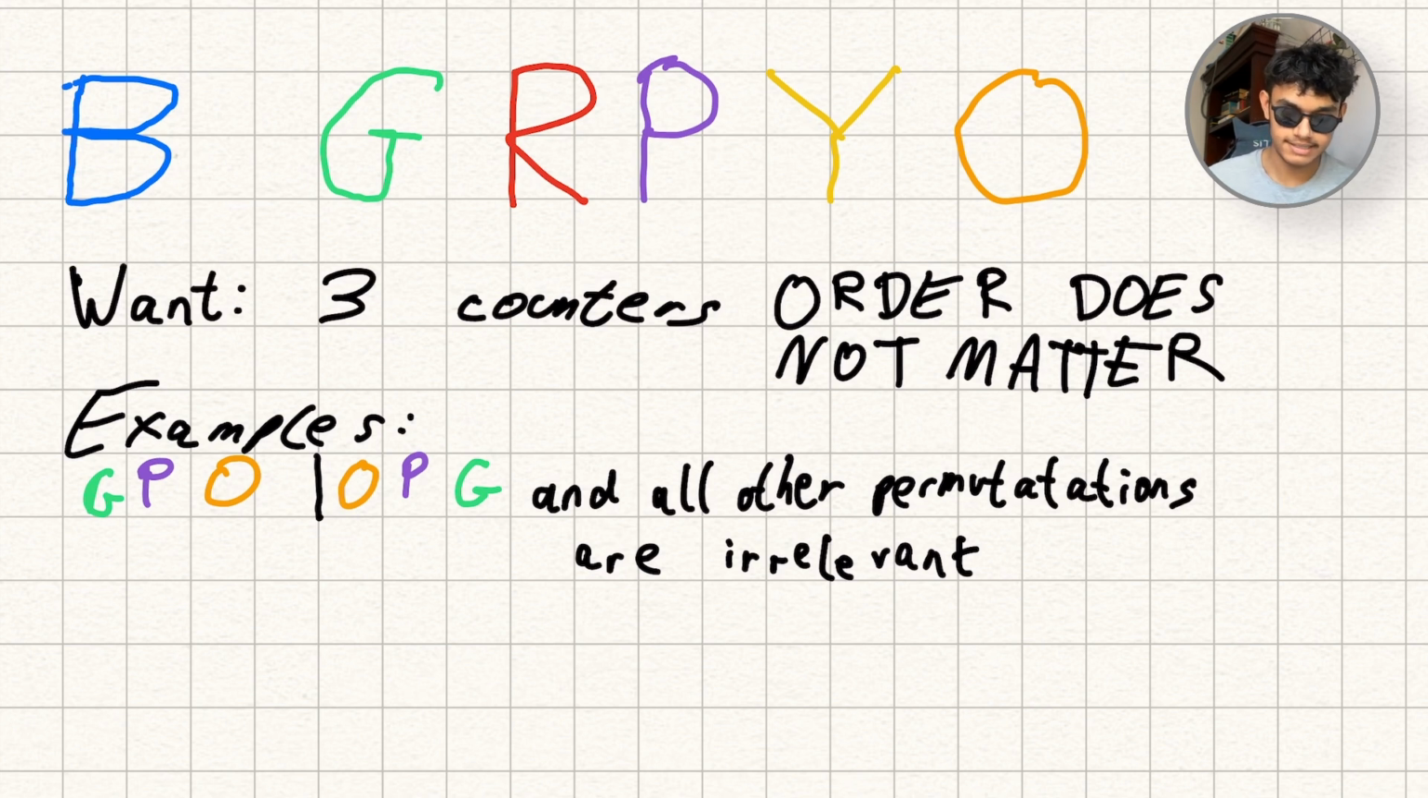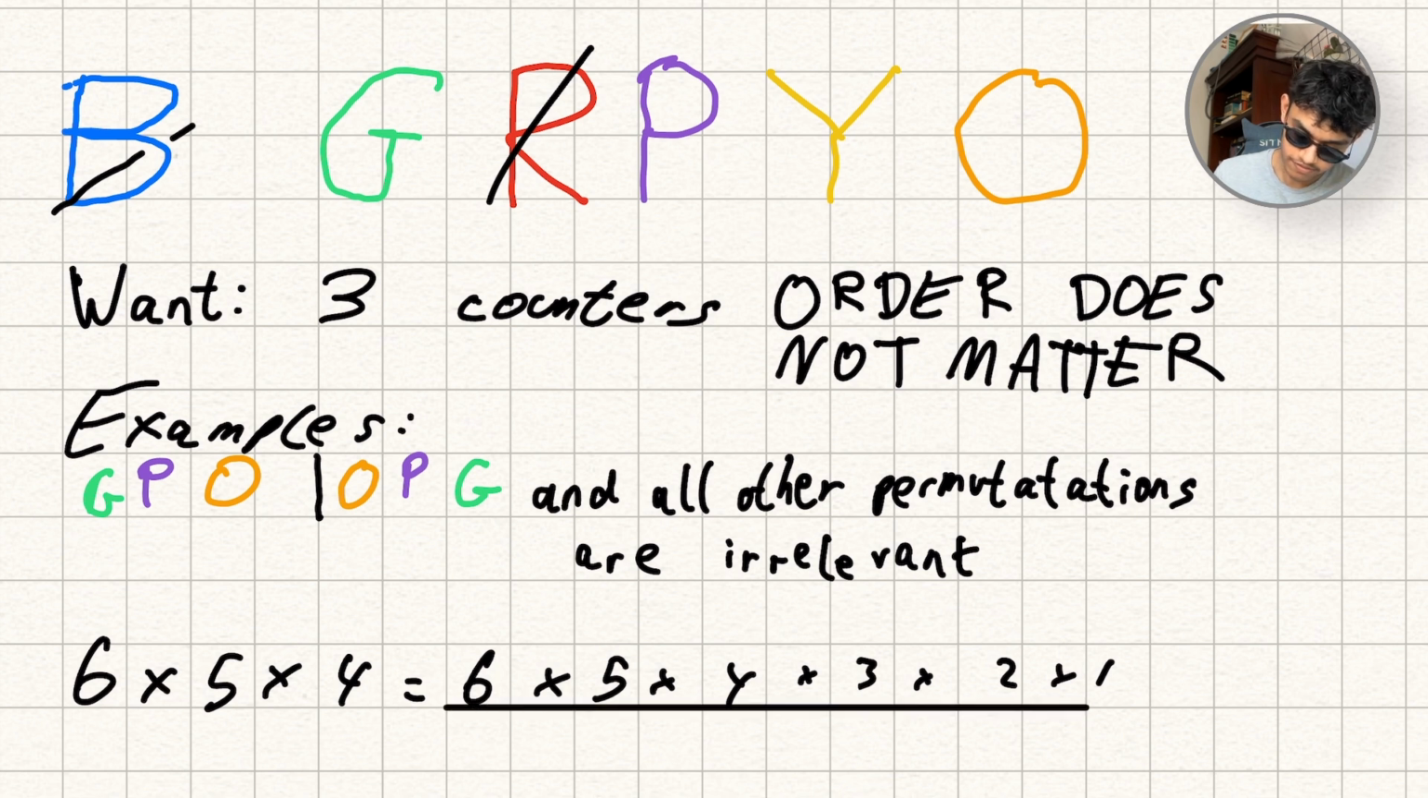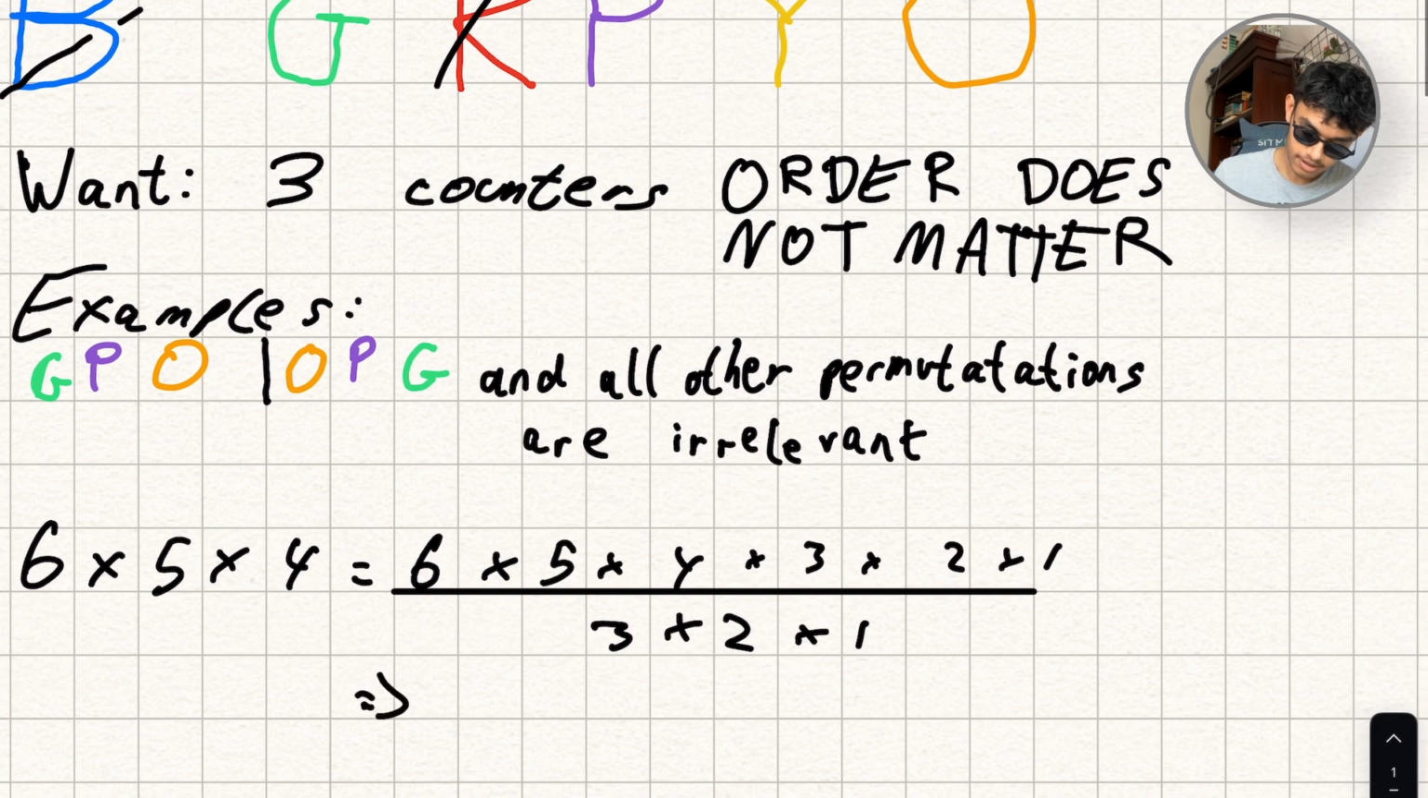So there's 6 ways of choosing the first counter, and then if I say I chose blue, there would be 5 ways of choosing the second, and if I say I chose red, then there would just be 4 ways of choosing the next. And another way we can write this, and you'll see in a second why this is useful, is 6 times 5 times 4 times 3 times 2 times 1 all over 3 times 2 times 1. And this is just 6 factorial over 3 factorial.